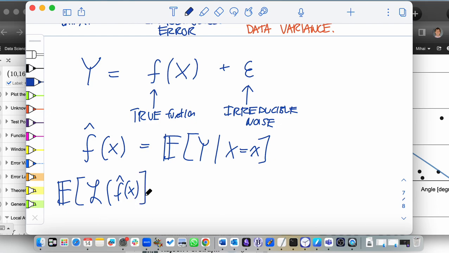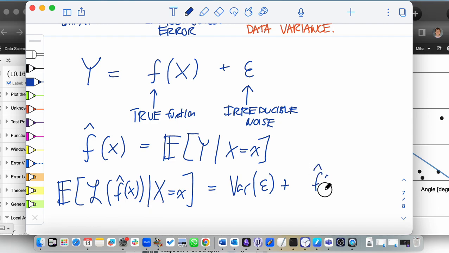Let's say, let's do the expected value given capital X equals lowercase x. Again, it has this decomposition, the same decomposition we've seen again and again: the variance of epsilon, plus f hat of x minus f of x squared. So there you go. This is the exact same thing we did before, but now we're applying it to a problem where there are x's, and that is the data science setting. So that's why we did those examples before, so we could understand where this equation comes from, and it's not just magic, right? It really came from those calculations.